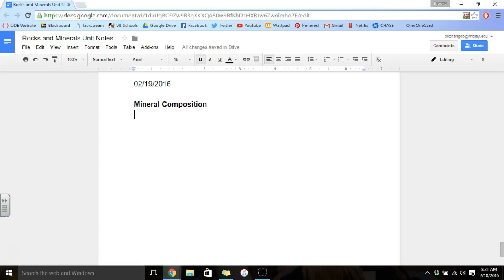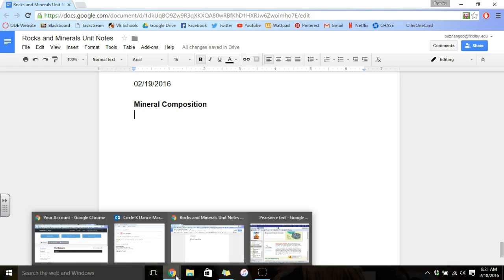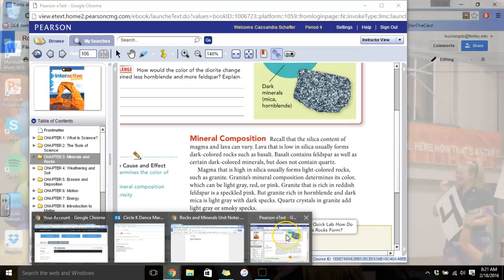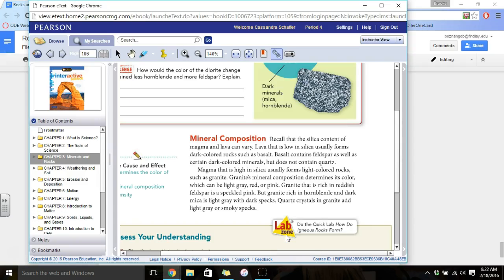Hi, geologists. Well, today we're going to talk about mineral composition. We're going to touch just a little bit on it. You're not going to do a separate activity over it. Instead, we're just going to touch on it a little bit, and then you will apply it after the everyday uses video. So let's go ahead and start reading.